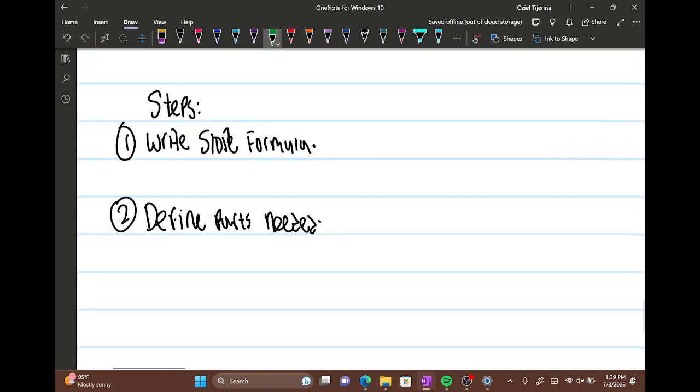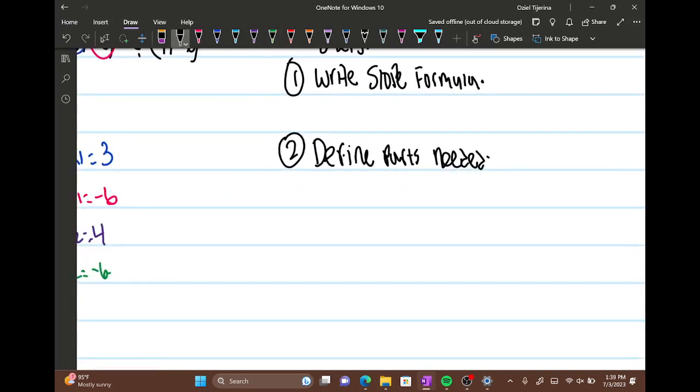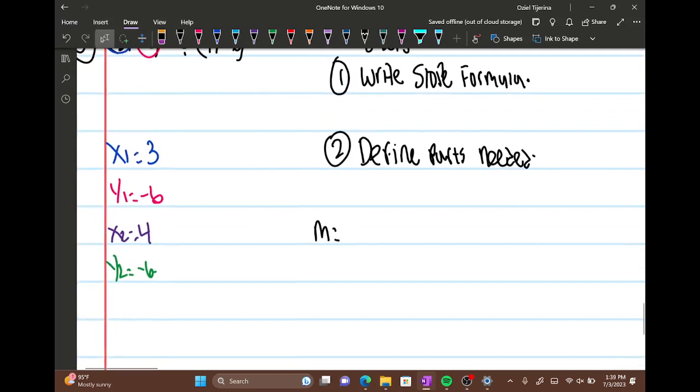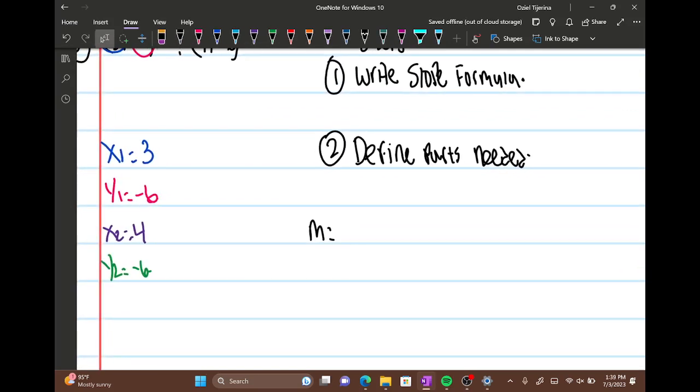I forgot to write the slope formula. Let me write it down. It's going to be m equals, and we're going to do y2 minus y1 over x2 minus x1, okay? So we want to make sure we understand that.